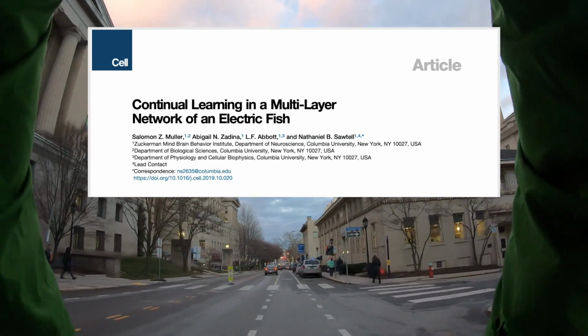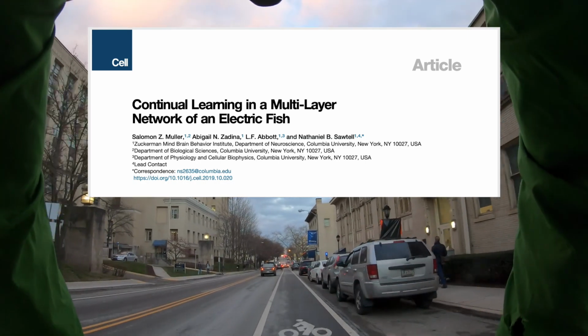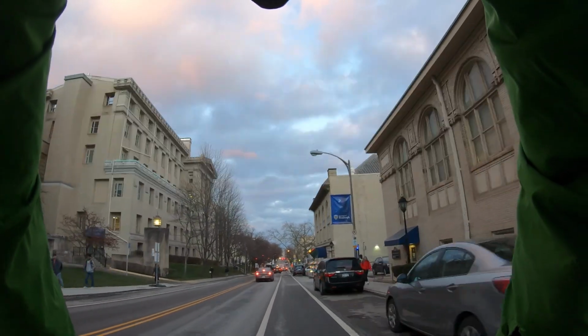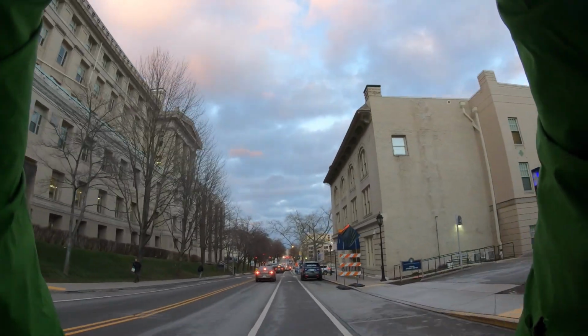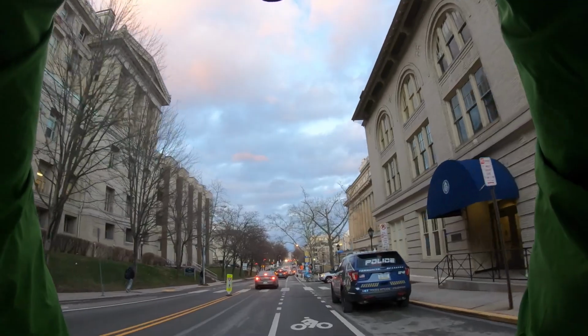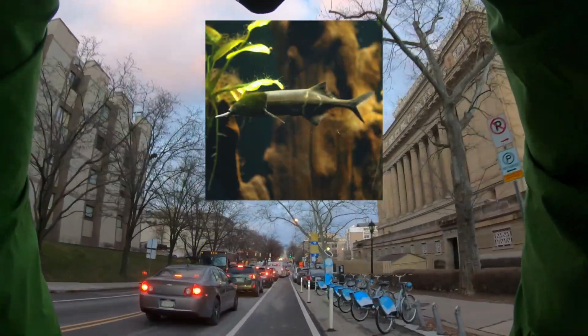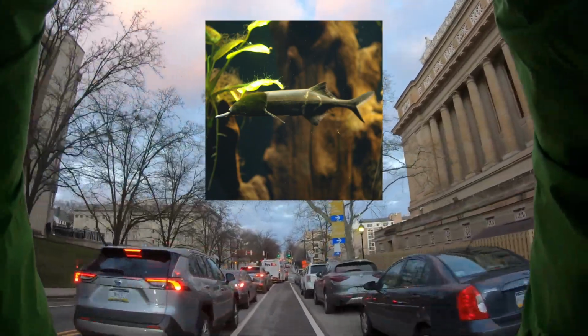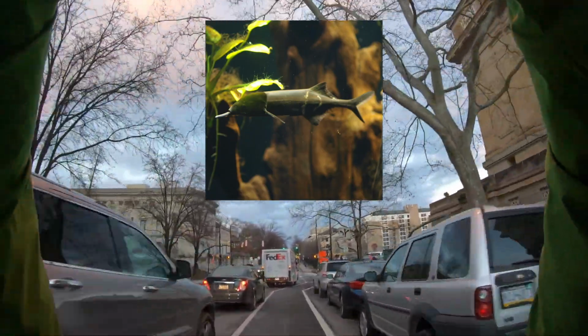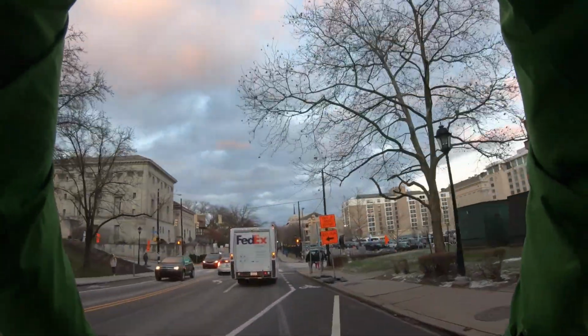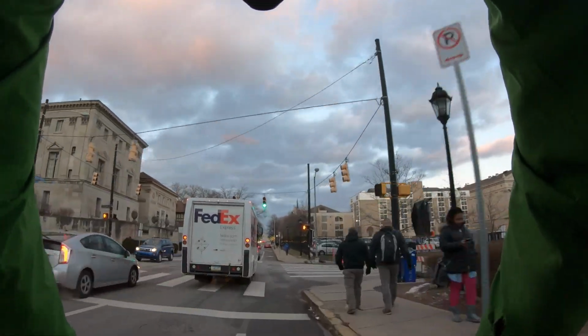And it's from the Sawtell Lab, Nathan Sawtell's lab at Columbia University. What's cool about this lab is that they use the Mormyrid fish, an electric fish, as their model system. Mormyrids are a really cool aquarium fish that I actually kept when I was a kid.